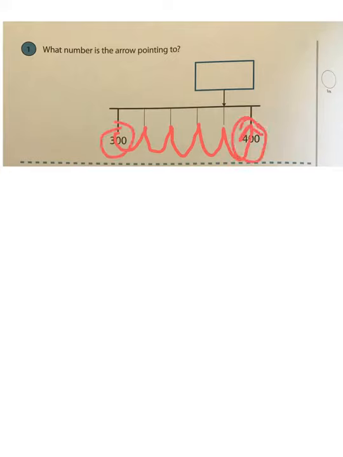What must each step be worth? 20. Good. So if that's 20, what number are we on when we land there? This one? This one? And the one it wants? 380.